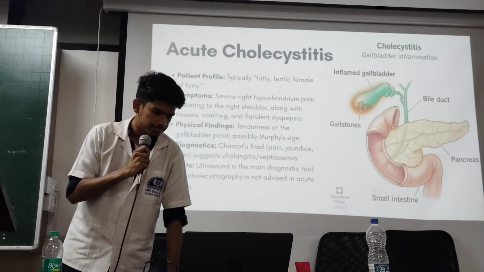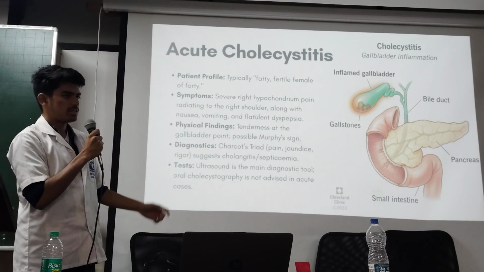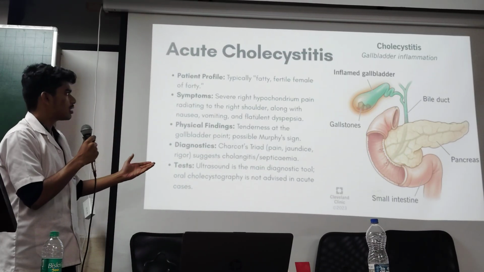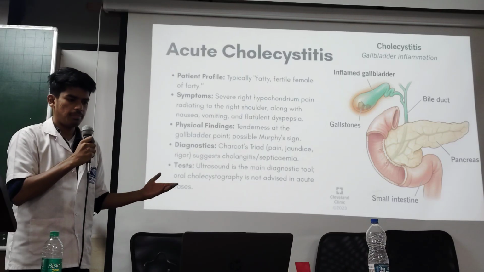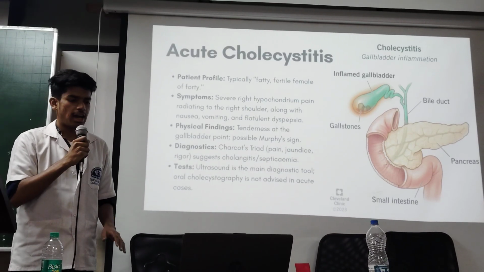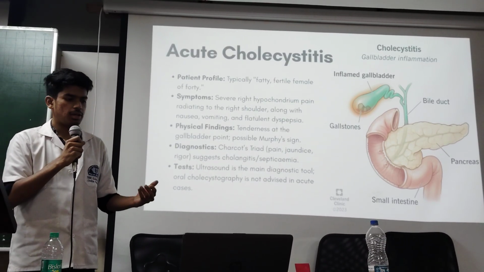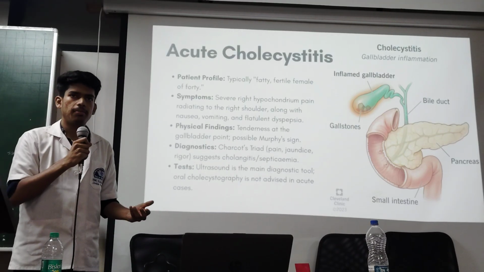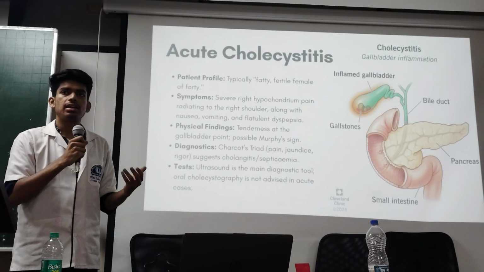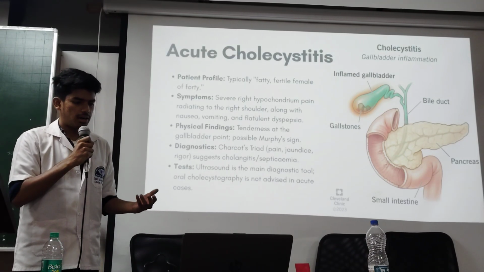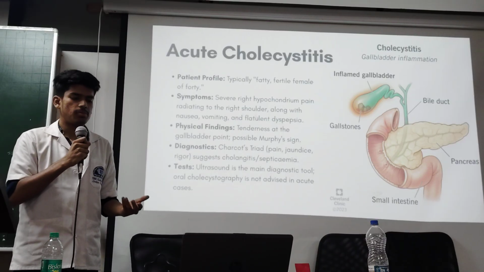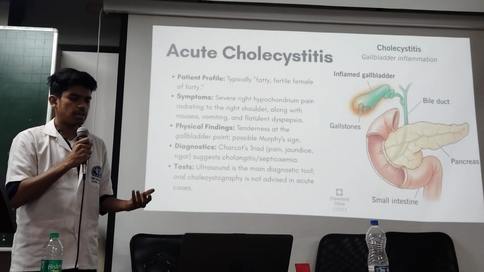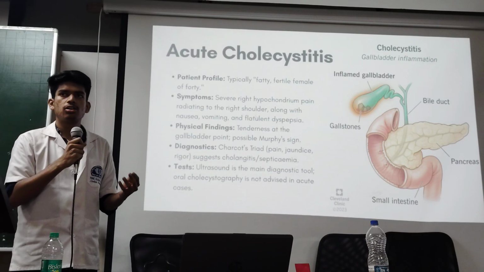Differential diagnosis and complications related to appendicitis. First, acute cholecystitis. It typically occurs in a fat, fertile female of 40, with severe pain in the right hypochondrium radiating to the right shoulder, along with vomiting and nausea. There is tenderness in the gallbladder, and possible Murphy's sign as well. Diagnosis is with Charcot's triad, that is pain, jaundice, and rigor.